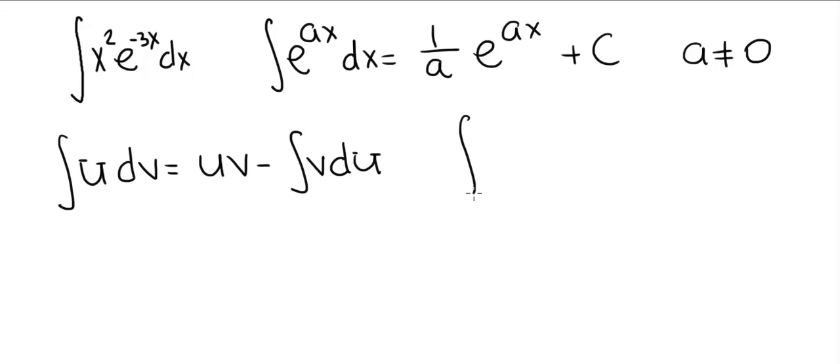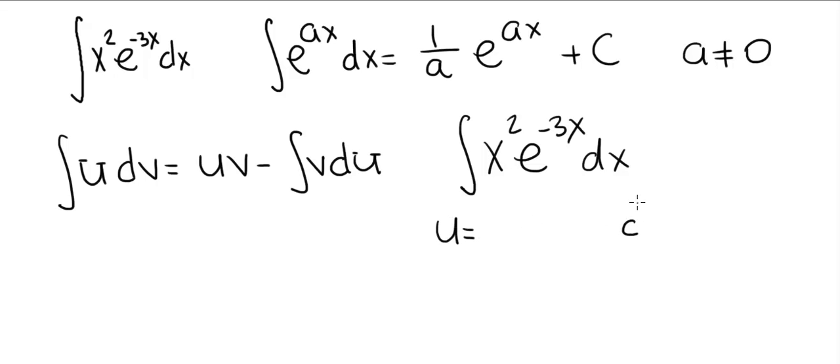In our case, we have the integral of x squared e to the negative 3x. The rule of thumb when we have an exponential and use integration by parts is always let dv be the exponential part of the integral. So in this case, it's e to the negative 3x dx, and that leaves x squared for u.